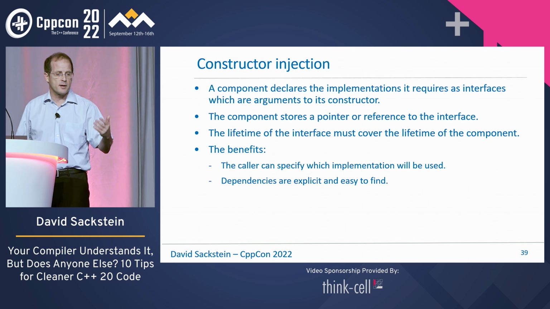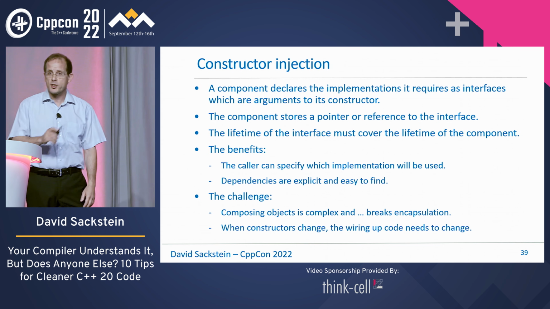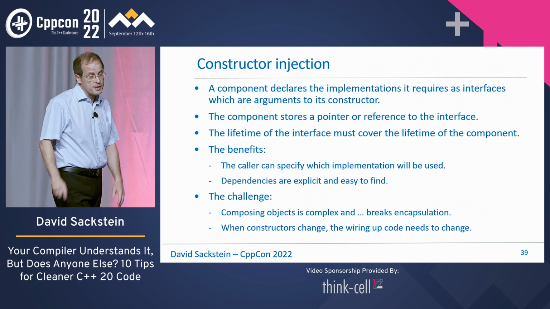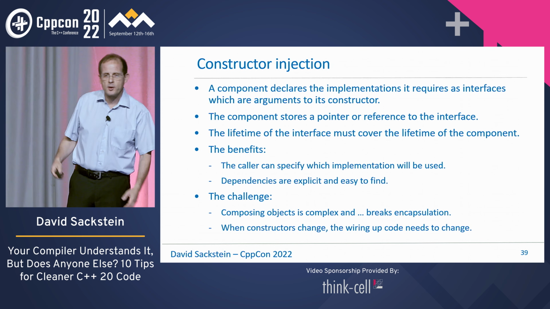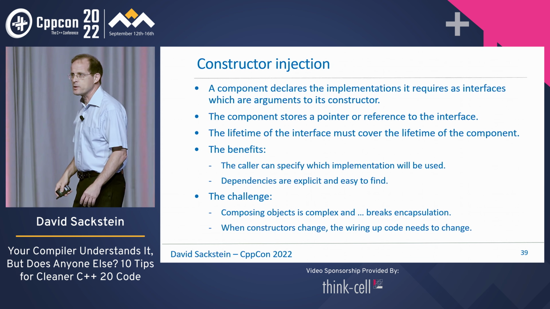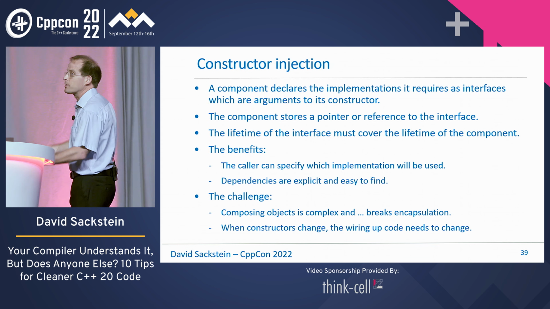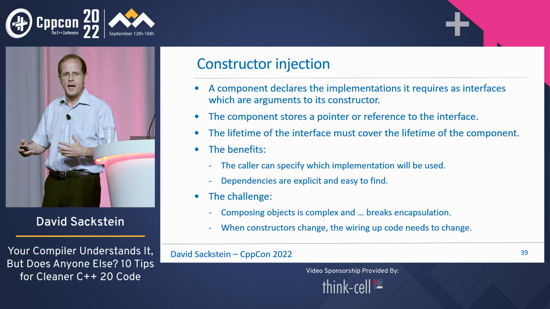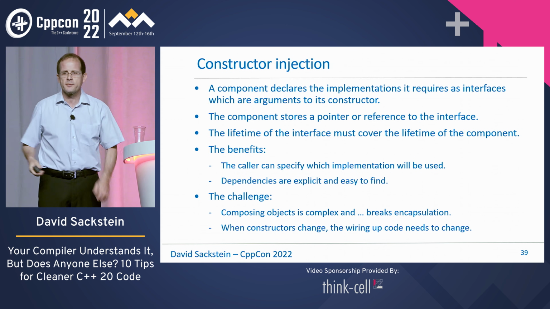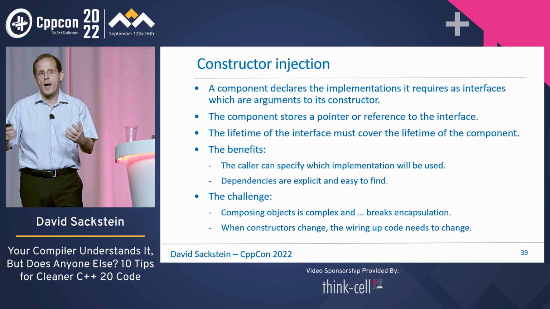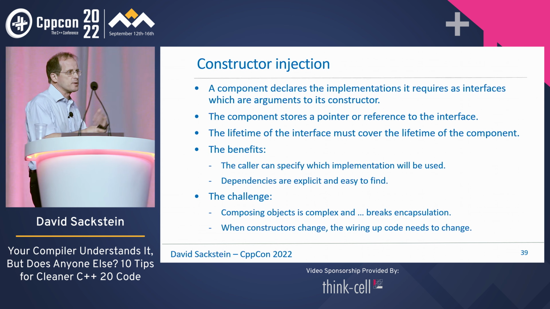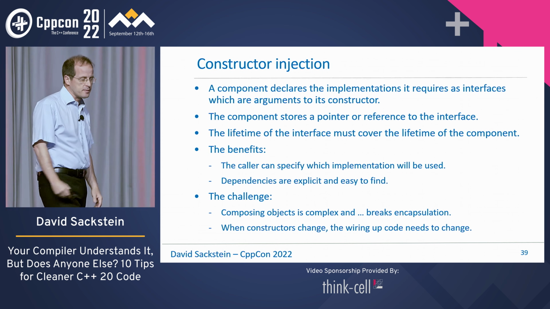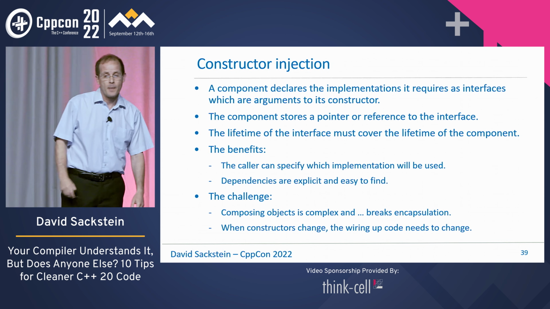Dependencies, as I said, are explicit and easy to find, but there is a challenge. And this is a challenge that hasn't been so easy to solve in C++ until recently. The challenge is that composing objects then becomes complex because we've broken the encapsulation. We've allowed outside objects to decide how to build our objects. That means that the outside now needs to be able to wire up all these little objects and pass them as interfaces to other objects to build up the entire system. And this becomes very complex.